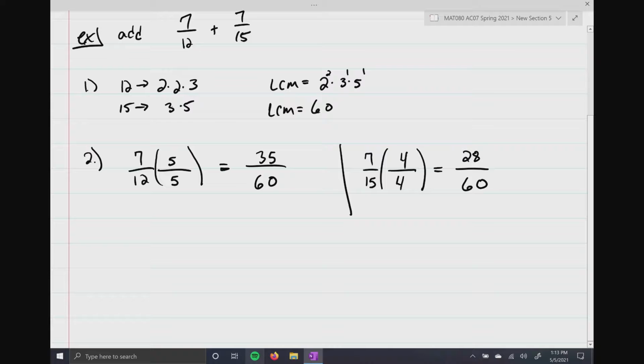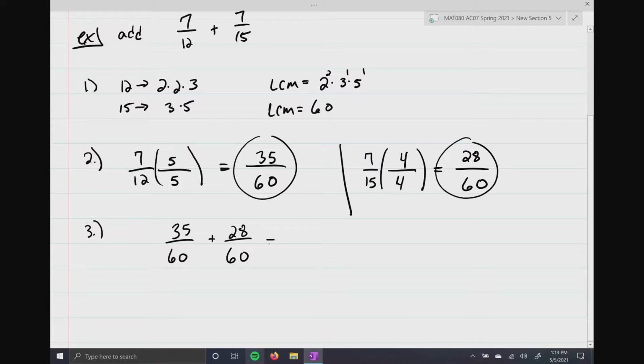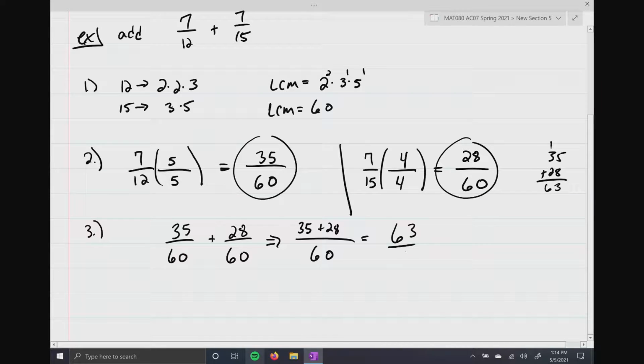So I will take my equivalent fractions and I'm going to add them together, which is step 3. 35 over 60 plus 28 over 60. I always will write the denominator and then just write one numerator. And then I just add them. So I'll come over here to the right. 35 plus 28. 5 and 3 is what? 13. Carry the 1. 3 and 2 is 5 plus 1 is 6. So we get 63 over 60.